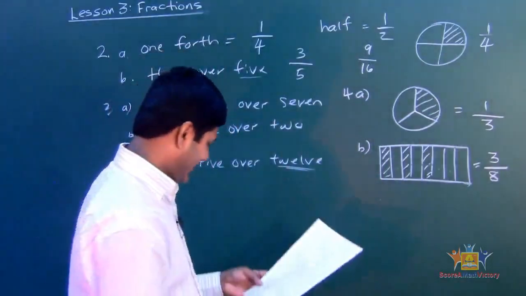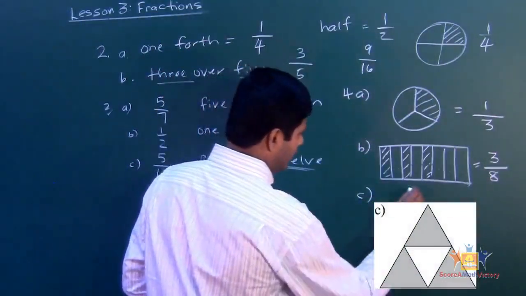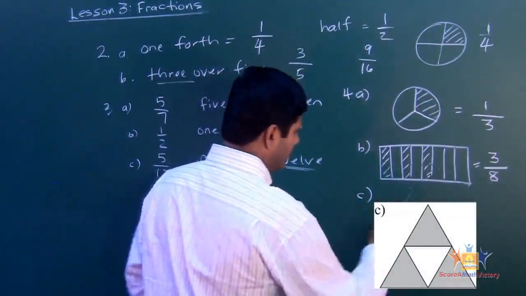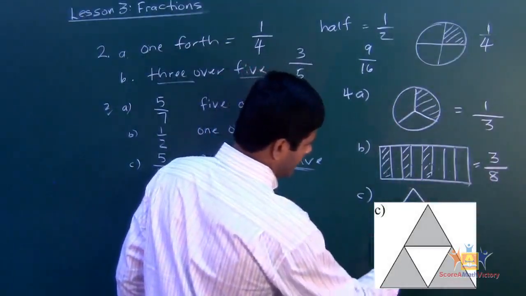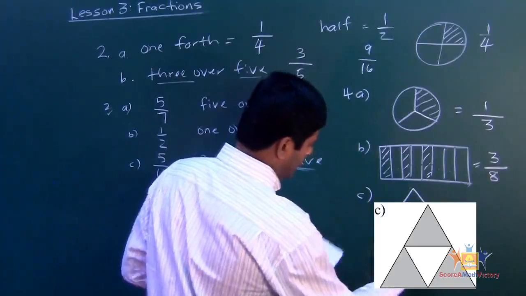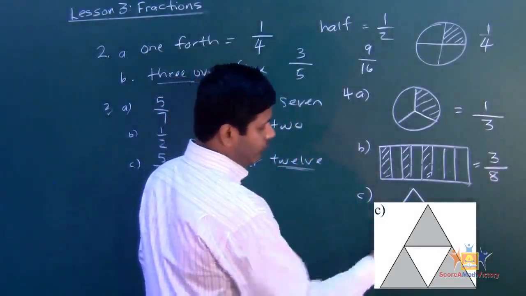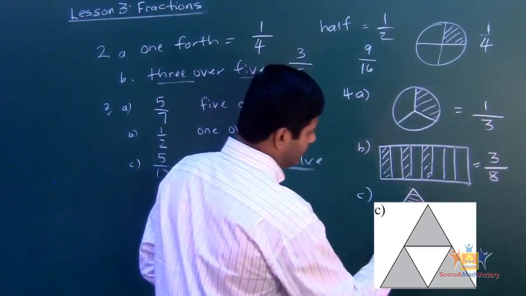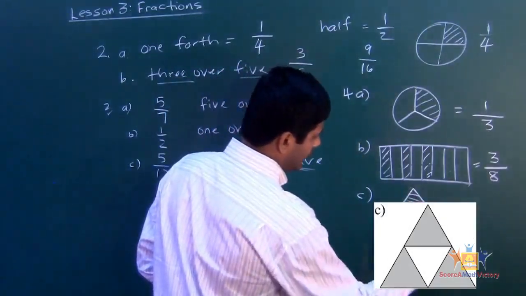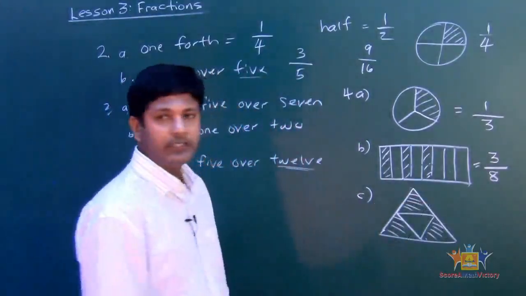Okay. Let's look at C. C, you're given a triangle. Okay, and then how many has been shaded? How many triangles in a triangle? 1, 2, 3, 4 triangles, and they shaded 3 of them. See that? Just like I was telling you, how many triangles in a triangle?